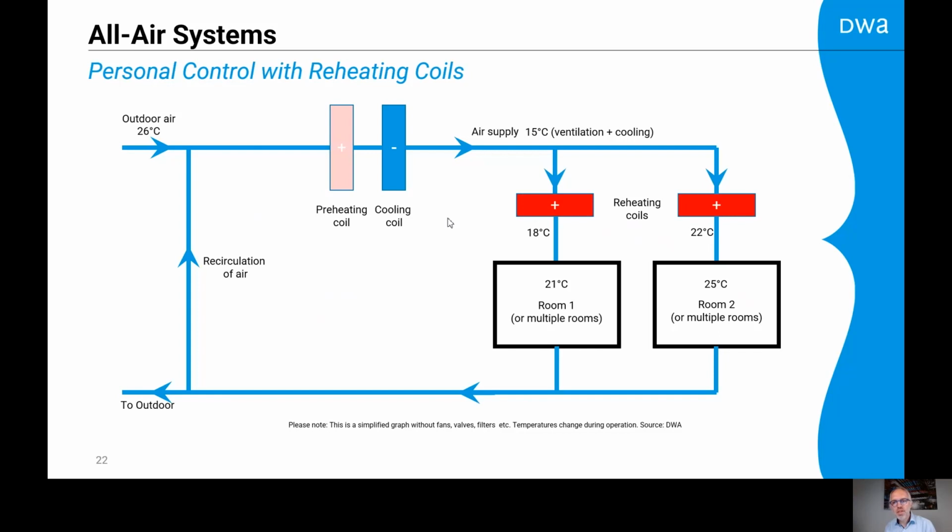The solution is by using reheating coils. Personal control by reheating the air until the level of the indoor temperature which is desired. Please note that we have personal control but waste of energy. First, we cool down the air until a certain level and then we reheat it in order to have personal control. So this is not the most efficient way to do it.